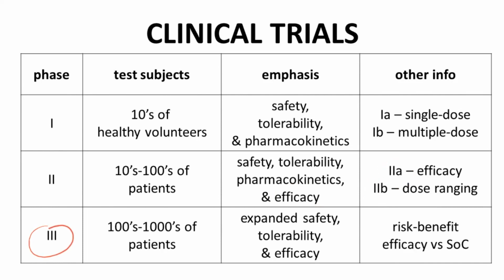Phase 3 trials can include hundreds or thousands of patients with a focus on safety and efficacy in a broad pool of patients. Phase 3 trials are sometimes called pivotal trials. Emphasis is placed on risk and benefit of the compound and how it performs relative to the standard of care for the disease.